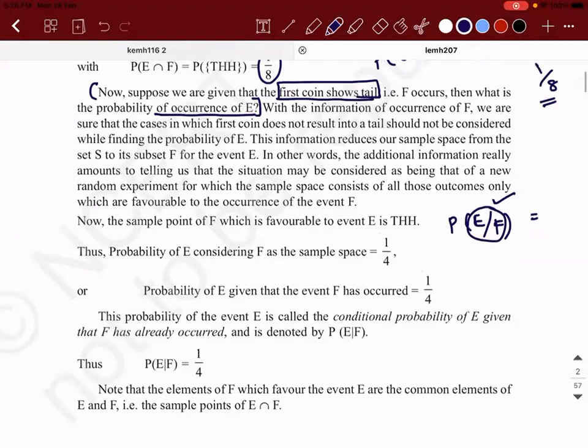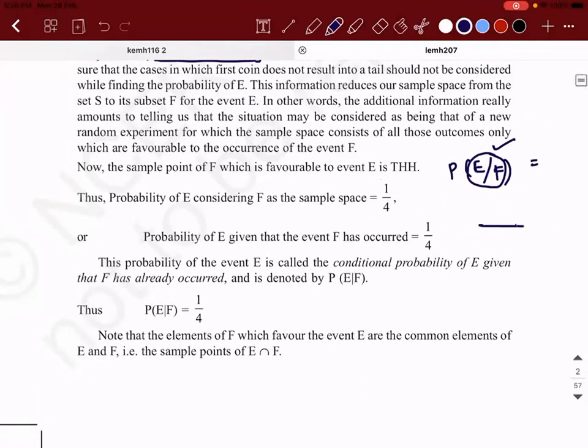What I'm trying to say is, I'm reducing my sample space from n of S to n of F. So n of F, and what should be in the numerator? I need to choose only those elements from the set E which are common to set F. Guys, are you able to understand what I wrote? I'm just giving you a different perspective. Are you able to understand the meaning?